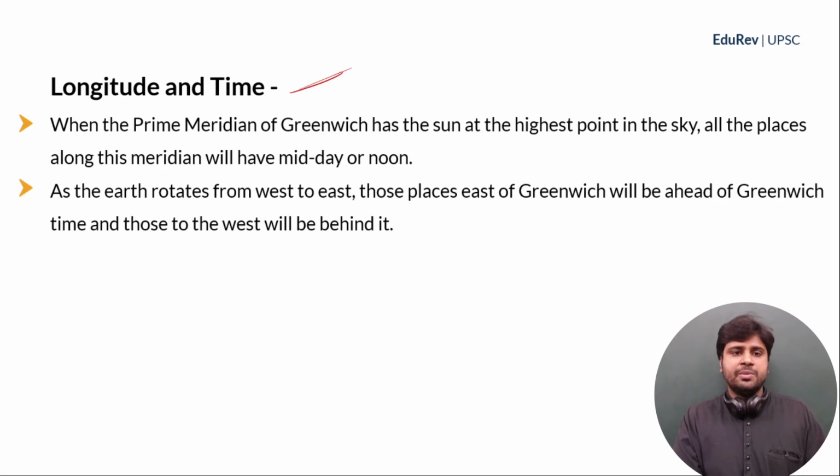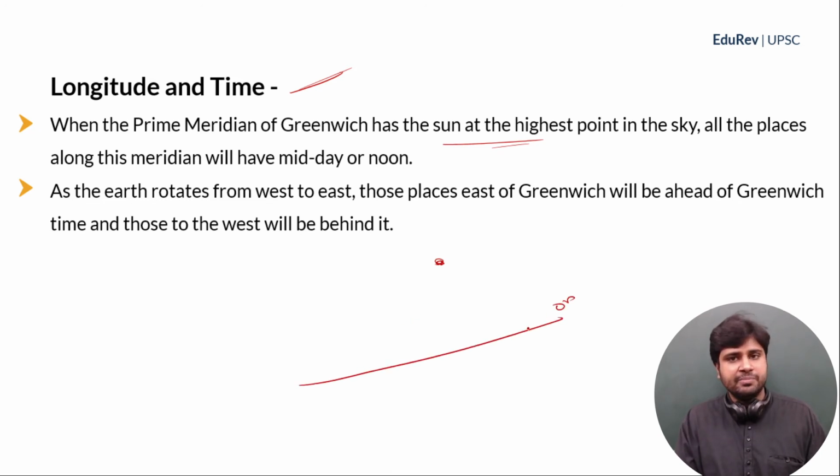Now, let us discuss longitude and time. When the prime meridian of Greenwich has the sun at the highest point in the sky, so guys, this point is very, very important, so please try to understand this. When the sun is at the highest point in the sky over the prime meridian, all the places lying on the prime meridian will have midday or noon, 12 p.m.